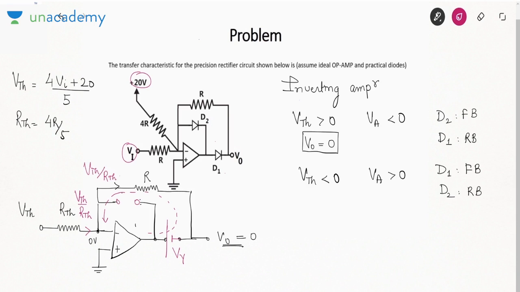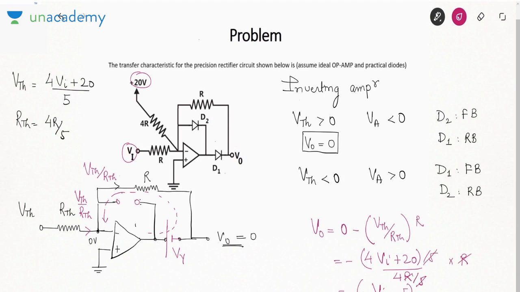So how will you write V naught? V naught is 0 minus current, which is VTH by RTH into R. So VTH is (4 VI plus 20) by 5, divided by 4R by 5, into R. So R gets cancelled, 5 gets cancelled. So it is minus VI minus 5.